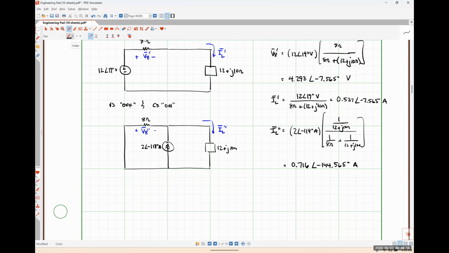So working under the assumption that that answer is right, because it is, now how might we find that voltage V8? What was that?